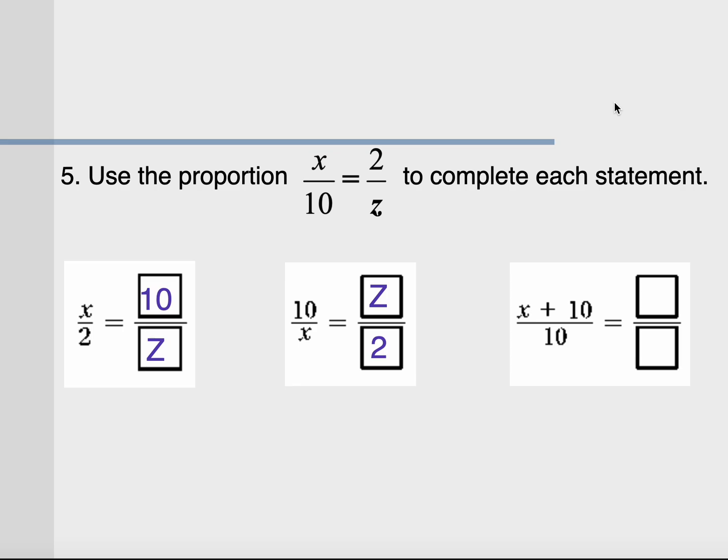And then for the last problem, they took the original proportion and they added the denominator to the numerator above the fraction bar. So if you do the same, if you added z above the fraction bar, it would look like this.